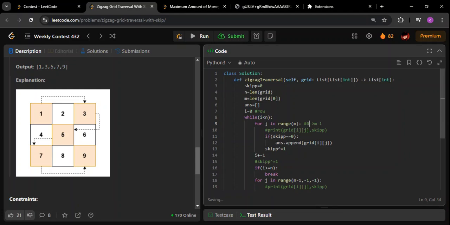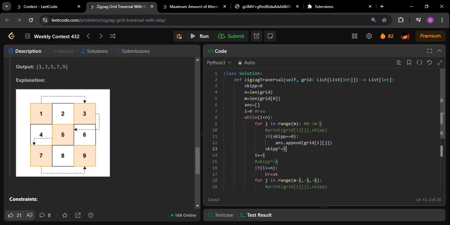So what I have to do is see this part, 0 to n minus 1. If skip equal to 0, remember initially skip is 0. So if skip is 0, just append the current element, grid of ij, in my answer. Then this part is very very important. I want you to tell me what this is. If you are strong in programming, or at least consistent and regular in programming, you will know this.